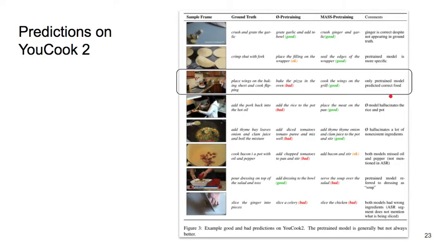So let's look at some example predictions, and then we'll talk about the numbers. So here are some predictions on YouCook2. So the ground truth here, for instance, would be place wings on the baking sheet and cook, flipping. Without pre-training, the model predicts bake the pizza in the oven. So this is incorrect because it's actually about chicken wings, not pizzas. So the model just hallucinated it, probably because the speaker talked about an oven. But with the pre-training, we get the correct prediction: cook the wings on the grill. In general, you can see that the trend is that with pre-training, we always get better results than without pre-training.